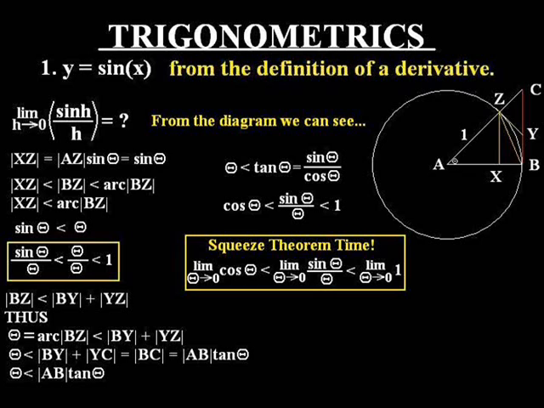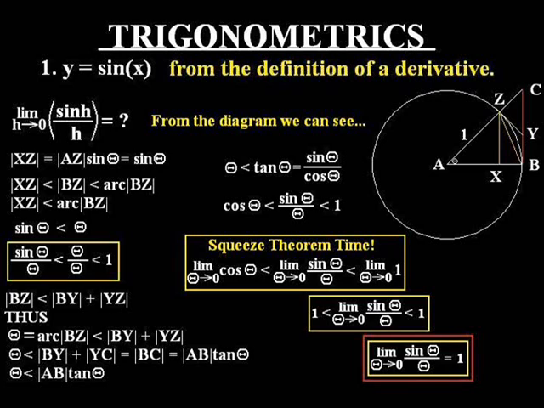So, using the squeeze theorem, the above reads, the limit as theta approaches 0 of cos theta is less than the limit as theta approaches 0 of sine theta over theta, which is less than the limit as theta approaches 0 of 1. Well, we know the limit as theta approaches 0 of something that's a constant is just itself. And we know that the limit as theta approaches 0 of cos theta is 1 as well, because cos at 0 is equal to 1. So, via the squeeze theorem, the limit as theta approaches 0 of sine theta over theta must be 1, because it's squeezed between the limits on the left and the right, which are 1.